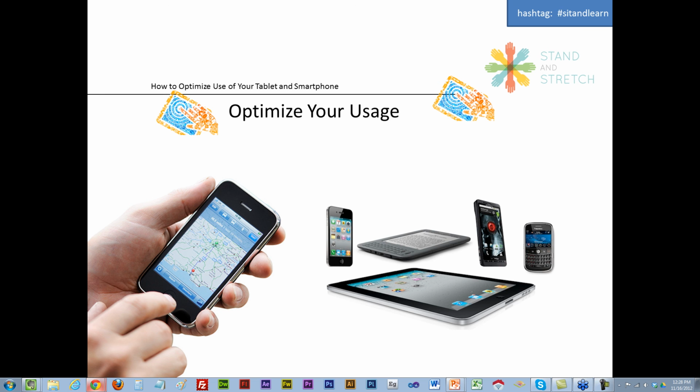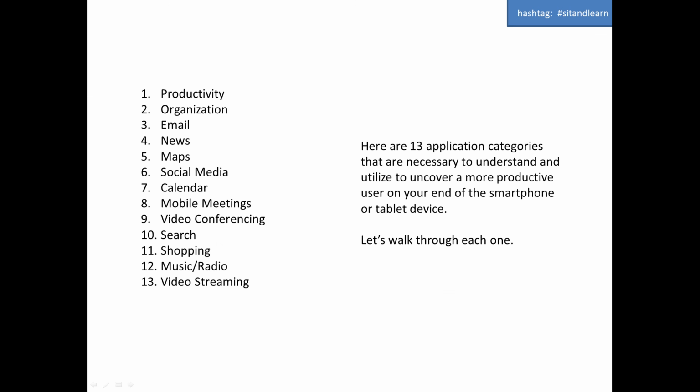So if you could take a moment to look at these 13 categories. What I basically have done here is I picked some of the categories that I thought were the most useful for optimizing your usage, I'm sorry, your tablet and your smartphone usage.